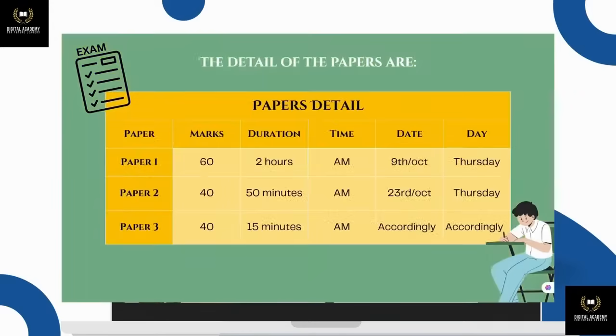Now, let's discuss some of the details of the papers. Paper 1 is a 2-hour paper with 60 marks. Paper 2 is a 50-minute paper with 40 marks. And paper 3 is a 15-minute paper with 40 marks. For further detail for October-November session of 2025, be sure to look at the time, the date, and the day.